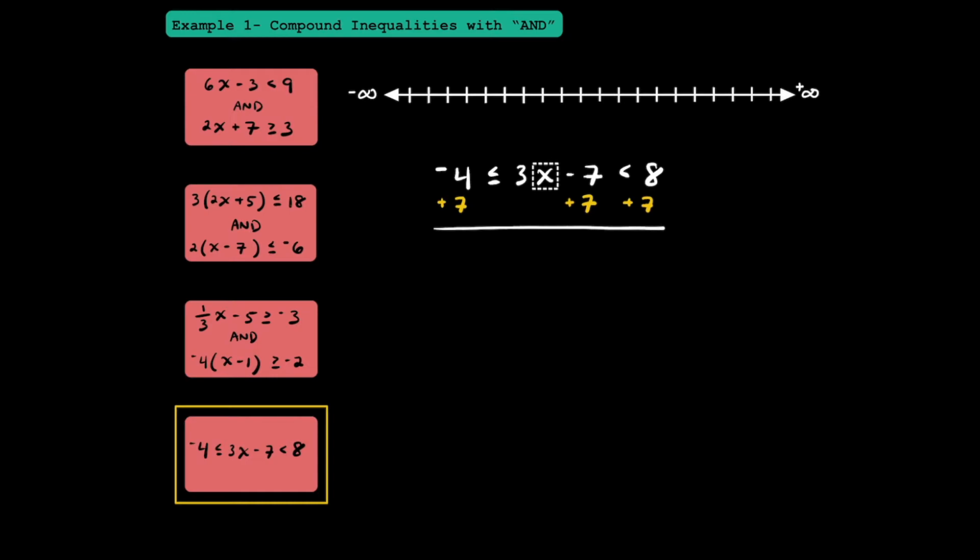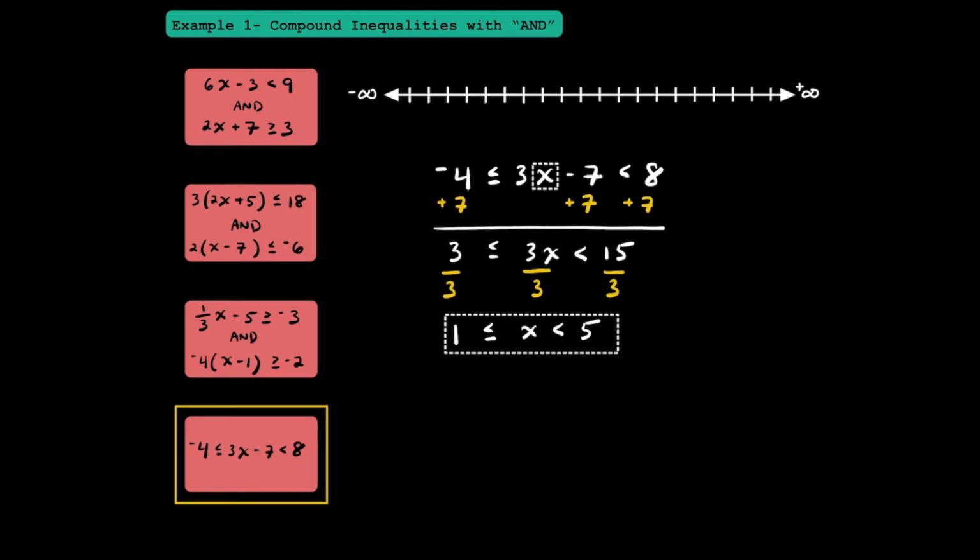Adding 7 to all three parts of this inequality, negative 4 plus 7 is going to be 3, which is less than or equal to 3x. Negative 7 plus 7 is 0, and 8 plus 7 is going to be 15. Next, we're going to divide this middle part by 3, and we're going to do the same thing to the left and to the right side here. 3 divided by 3 is 1, is less than or equal to, 3x divided by 3 is just x, is less than, and 15 divided by 3 is 5. This represents the solution to our inequality. Any value that is bigger than or equal to 1, but less than 5, will make this compound inequality true.